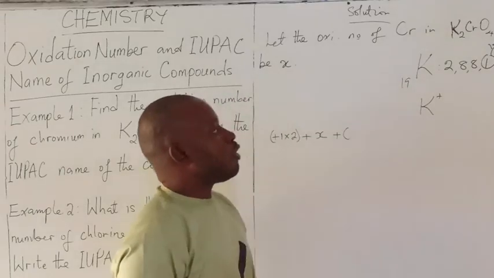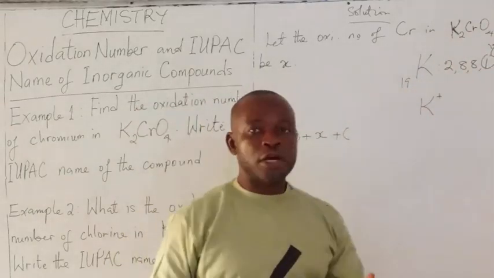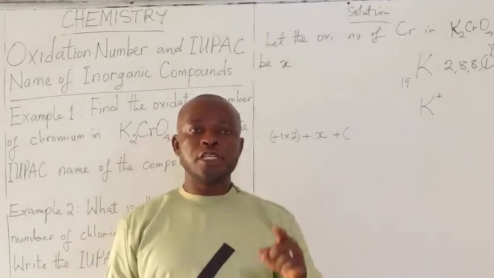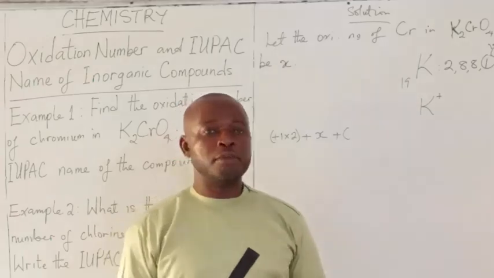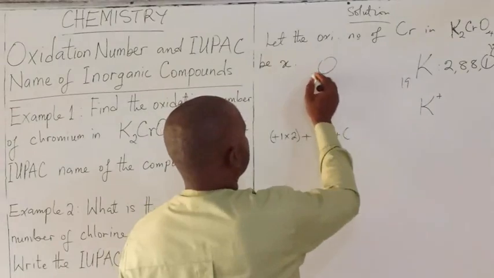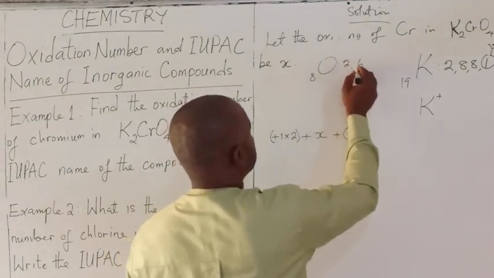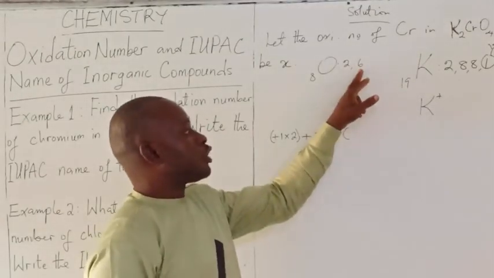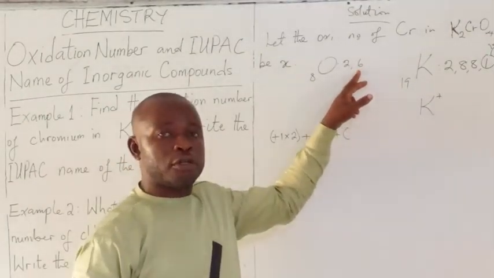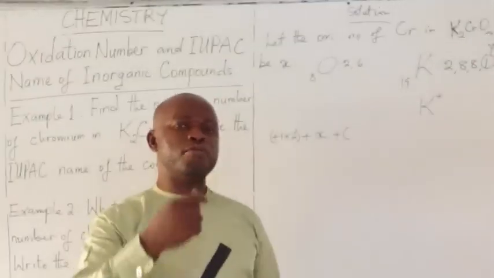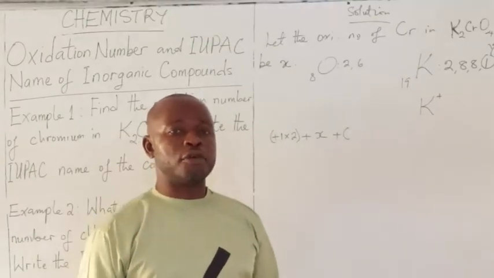What is the oxidation number of oxygen in its usual compounds? Oxygen is element number 8 in the modern periodic table. That means it has electron configuration 2,6. Do you understand? 6 electrons in the outermost shell. Is it a stable electron configuration? No. It's going to gain. How many electrons will it gain to make it a stable electron configuration?